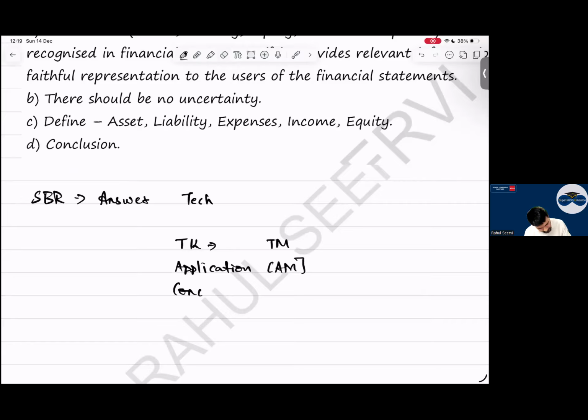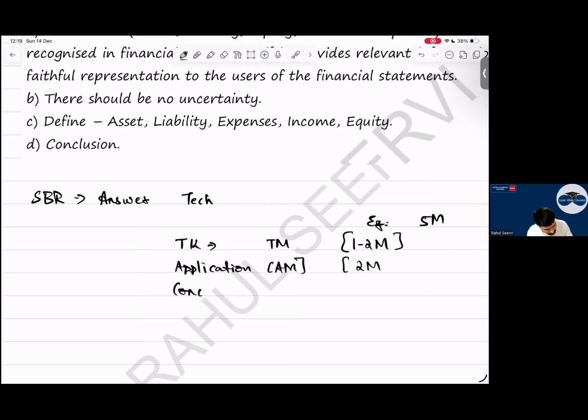Let me see here. For example, let's take a question for 5 marks. If the question is for 5 marks, what will you see? You will see that 1 to 2 marks will be for technical.